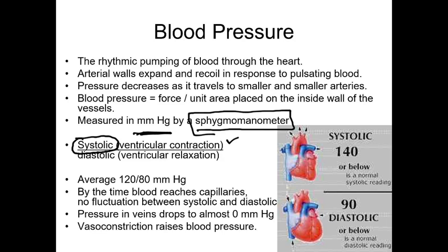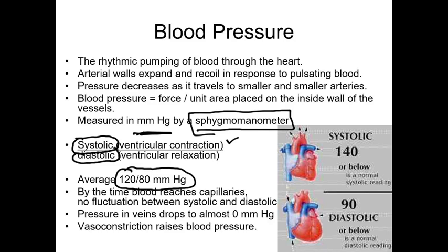The bottom number, the denominator, is the diastolic pressure. Diastole or diastolic refers to the pressure when the heart is resting. So in between heartbeats, how much pressure is on the arteries at that point? Average across all ages is about 120/80. As young individuals, most of you probably have a lower blood pressure. As we get older, our blood pressure does naturally go up. We'll discuss more of that next week.